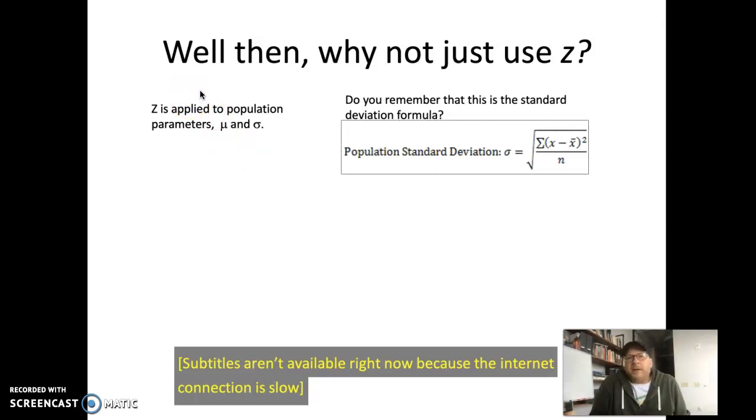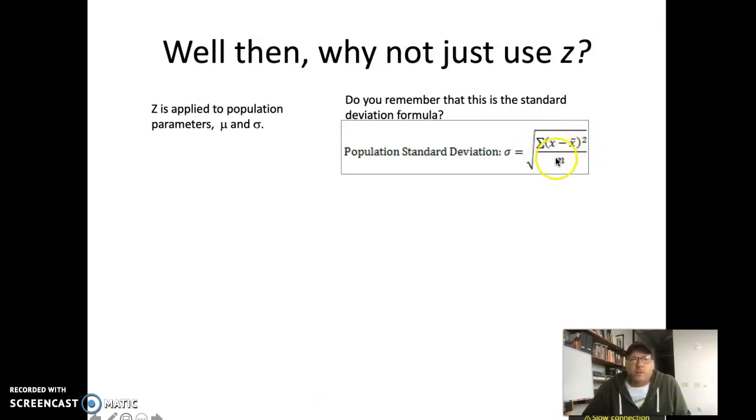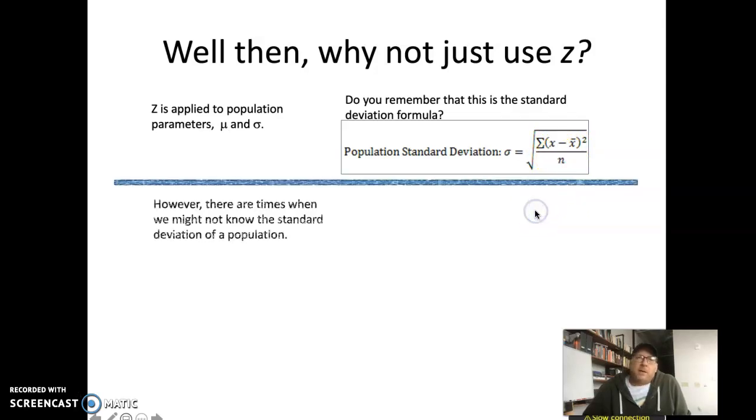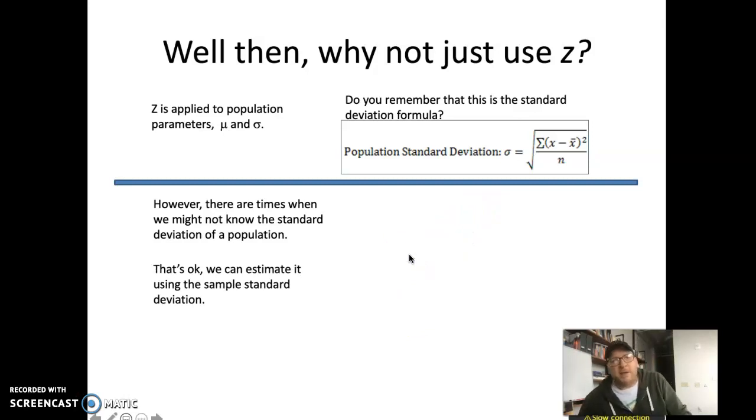And so I want you to think back to when we learned standard deviation. So the standard deviation formula for a population is this value right here. That's the sum of squared deviations, sum of squares, over n. However, there are times when we don't necessarily know the deviation of a population, which is okay because we can estimate it using the sample standard deviation.